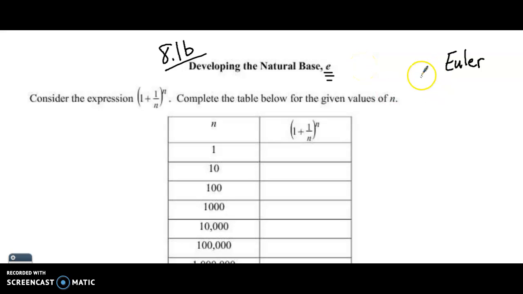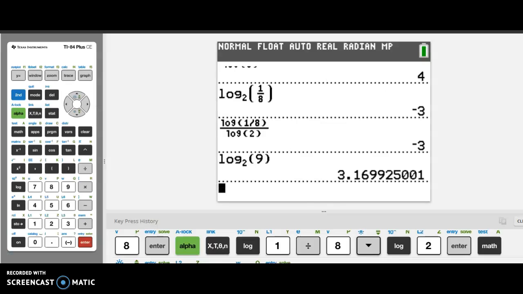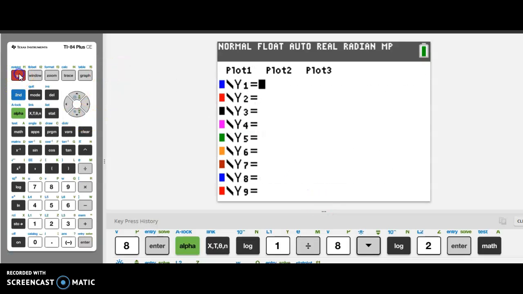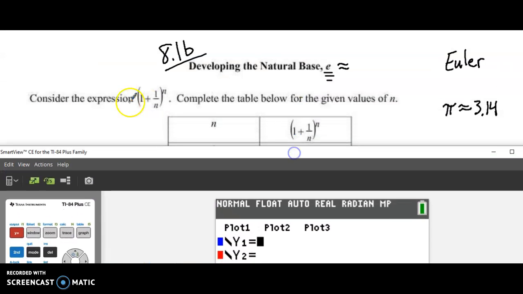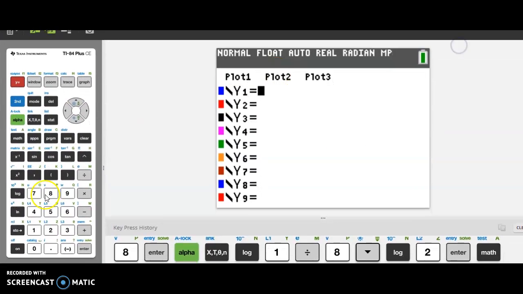So just like pi, you know pi to be roughly 3.14, e is also about a certain number. And I'm going to show you a neat trick with a graphing calculator that you'll probably use again in calculus or other future math classes. If I go to y equals and just type in that formula, and instead of putting in n, I'm going to put in x.